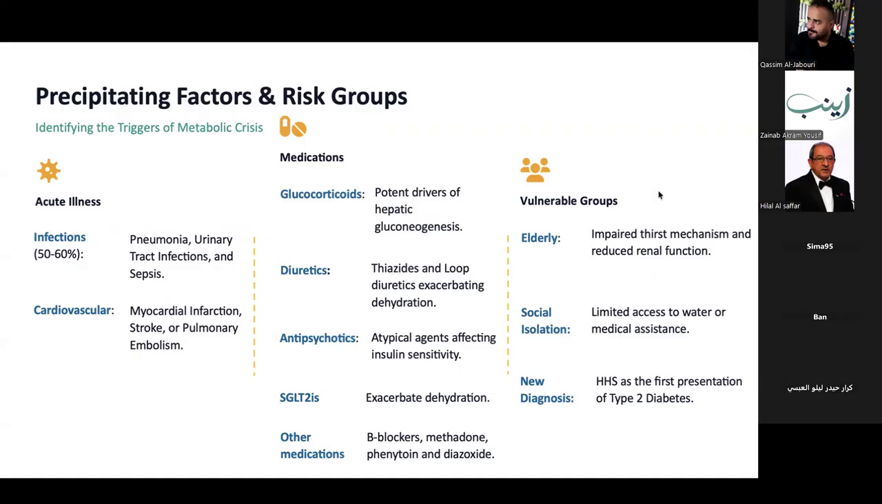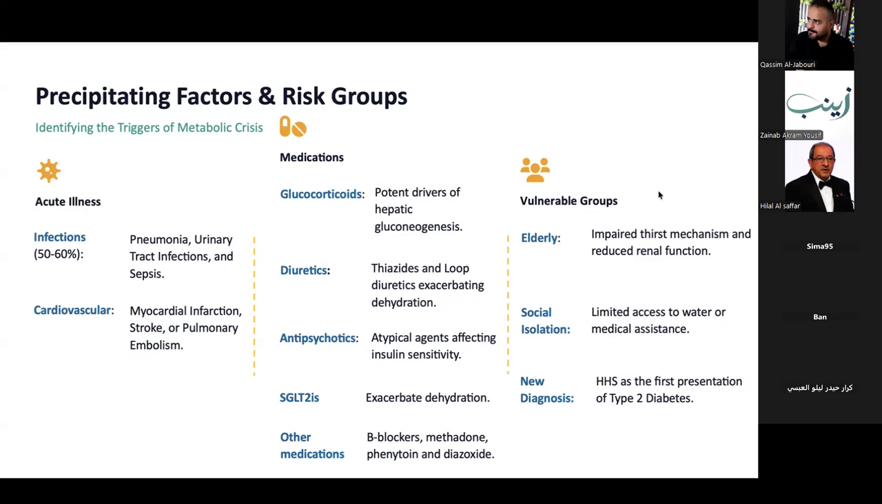Most of the factors are similar to the ones we see in DKA: infection, any type of stress, whether this is infection or a macrovascular or cardiovascular event that led to an increase in the counter-regulatory hormones and subsequently hyperglycemia, or iatrogenic medication-induced, most importantly the steroids that lead to high insulin resistance and increased hepatic gluconeogenesis, diuretics through the impact on fluid loss, as well as antipsychotics that reduce insulin sensitivity, and SGLT2 inhibitors through dehydration, as well as phenytoin, diazoxide, methadone, and beta blockers through various mechanisms, from reduced insulin sensitivity to hyperglycemia to increased resistance.